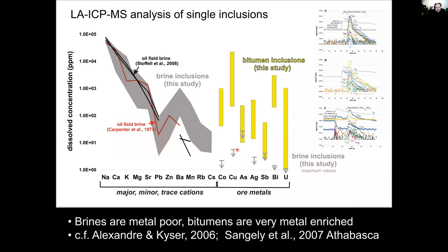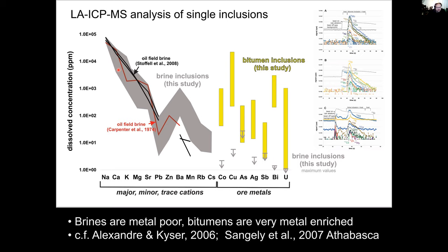And now we need to go back and discuss the metal enrichment, as this is probably what everyone is most curious about. This is a summary image showing you laser ablation ICPMS data for brine inclusions from these five element systems, as well as the bitumens. And there are some representative laser ablation ICPMS transient signals on the right there, just to show you. And what I've done is I've organized the major, minor, and trace elements along here and the ore metals here.